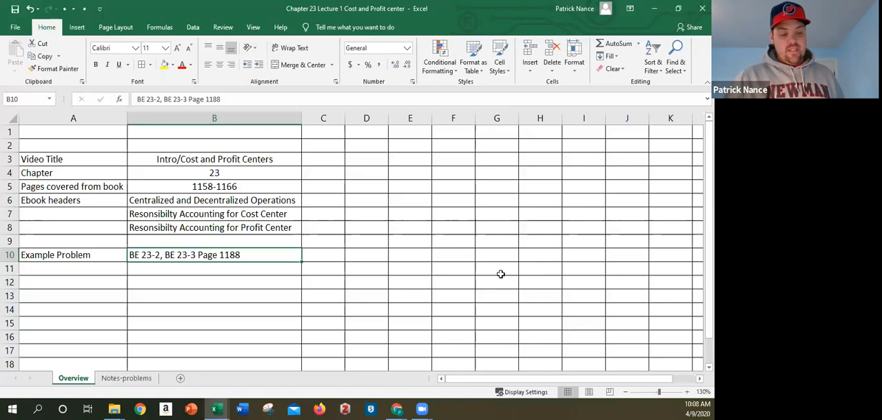Page 1160, responsibility accounting for cost centers. A cost center manager has responsibility for controlling costs. For example, the supervisor of the power department has a responsibility for the cost of providing power. The cost center manager does not make decisions concerning sales or the amount of fixed assets invested in the center. So these are areas that are only costs and not revenue.